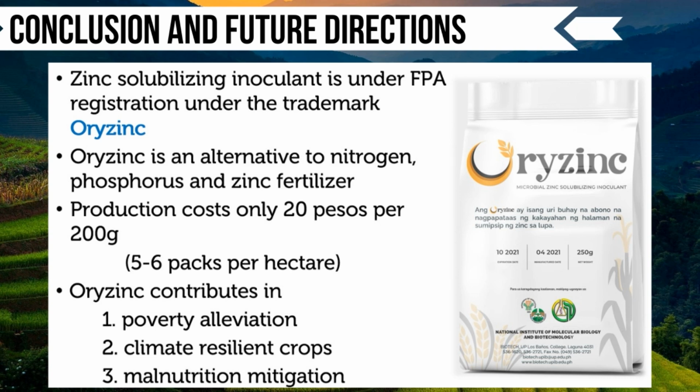The production of Oryzinc is also very cheap at around 20 pesos per 200 grams, and 5 to 6 packs are used per hectare. With all these benefits, Oryzinc contributes to poverty alleviation since it's a very cheap alternative to chemical fertilizer, climate-resilient crops through increased lodging resistance, and also malnutrition mitigation through rice grain zinc biofortification.